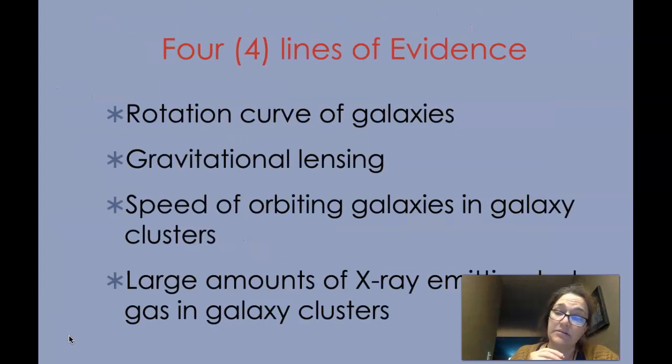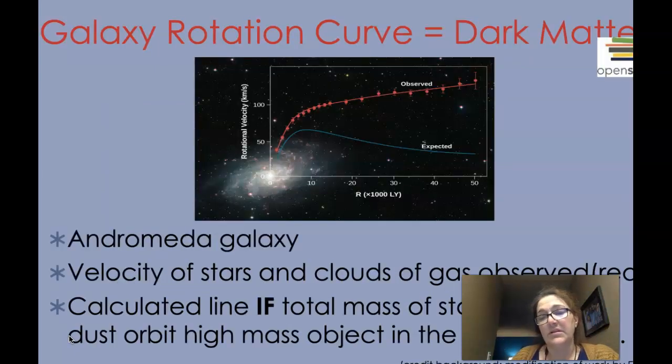Let's compare that to galaxies. We've already stated that we find dark matter in galaxies, so let's look at the 4 lines of evidence and where we find them. So we looked at a rotation curve for a galaxy already. For the Andromeda Galaxy, which is a spiral and is rotating, we can observe the movement of stars and calculate the amount of time that it would take for them to make one orbit.